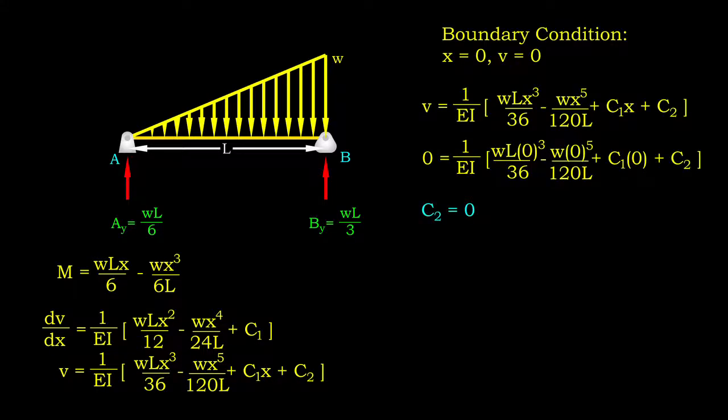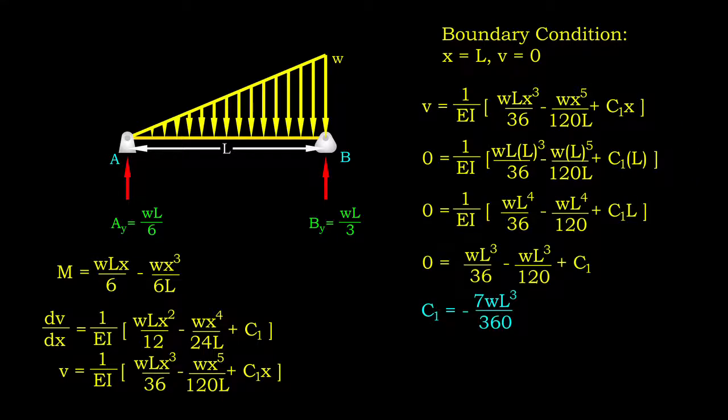It is time to apply boundary conditions. Focusing on the expression for vertical displacement V, we know when x is 0, V is 0 since we assume there is no displacement at support. After substituting x equals 0, we immediately know C2 is 0. Another boundary condition is when x equals L, V is also 0. By substituting x equals L, C1 is a constant dependent on W and L.